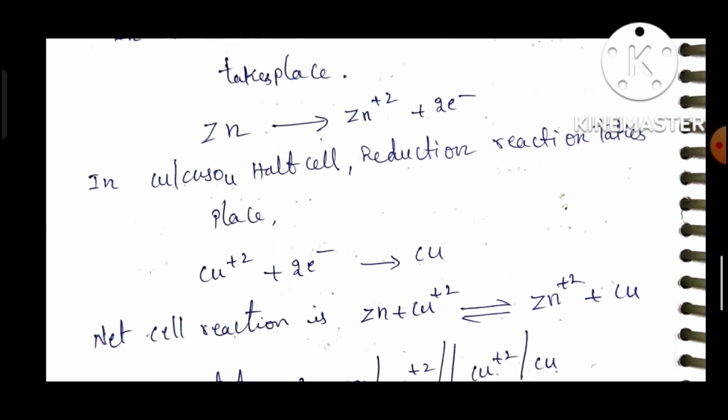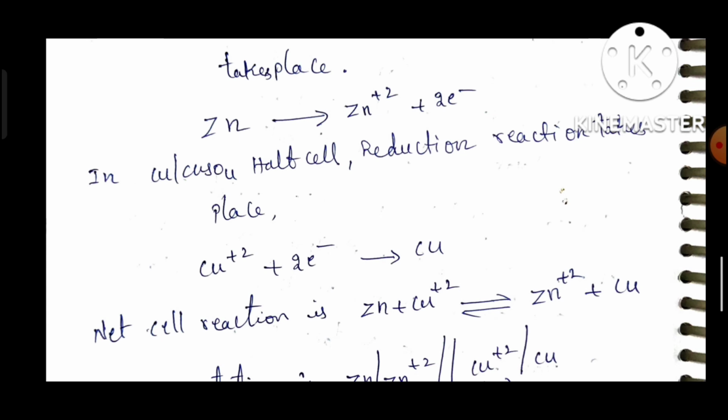Similarly, at the cathode, the copper sulfate solution contains the copper rod. The reduction process takes place at the cathode. What do you mean by reduction? It means gaining of electrons, addition of hydrogen atoms, or removal of oxygen atoms. All of these are called reduction reactions.